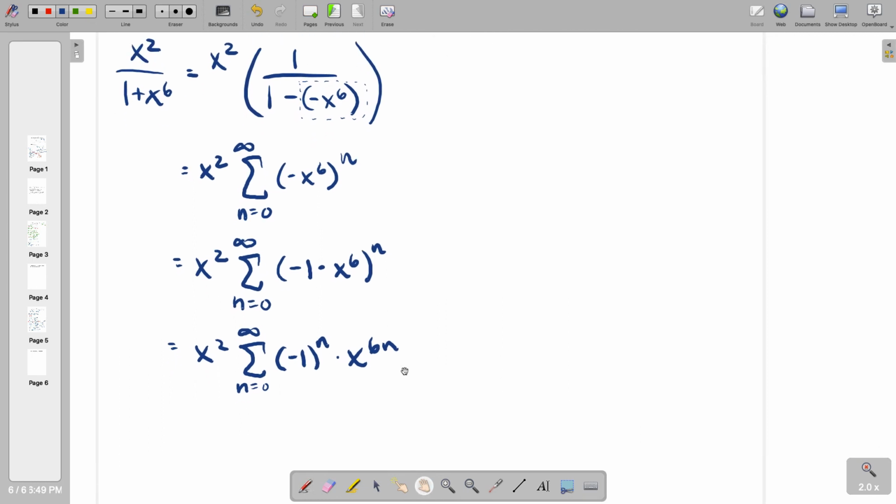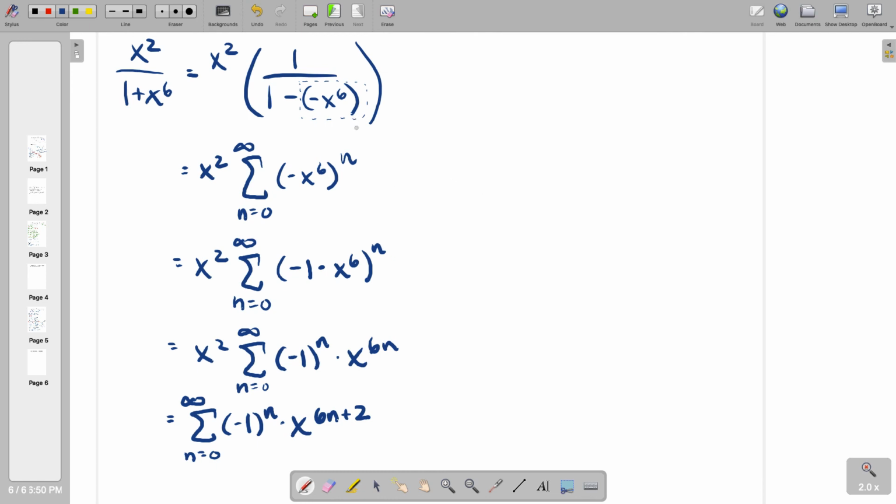All right, and then I could do a little bit better. I could bring my x squared back into all these terms. So this becomes the sum from n equals 0 to infinity of negative 1 to the n times x to the 6n plus 2, right? Adding the exponents when we have like bases. All right, so of course we do need to make sure that we understand our interval of convergence. They are asking us to integrate from 0 to a half, so hopefully that's within our interval of convergence.